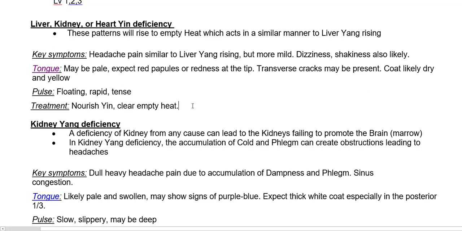Now you want to get that balance right. We talked about this when we talked about our different herbs and our different formulas, the balance between nourishing yin to clear heat, but if you over-nourish yin, if your formula is not well balanced, you can actually go too far, and that's especially true in yin deficiency. If you clear too much empty heat, you leave the person feeling cold. You don't want to do that.